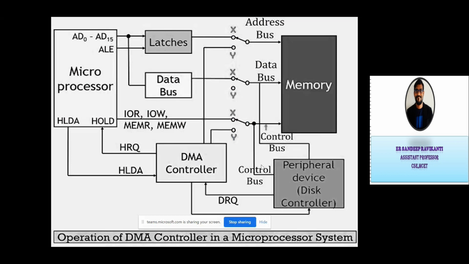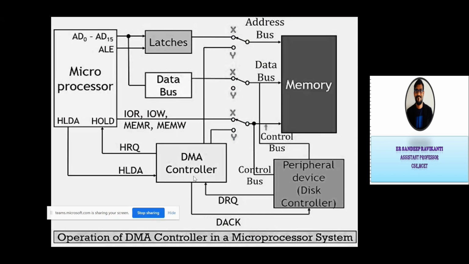If the microprocessor is able to give the permission, then at that time it will send a signal called hold acknowledgement. Whenever it receives a hold acknowledgement signal from the microprocessor, the DMA controller will give one more signal to the peripheral device. So it will issue a signal called DMA acknowledgement, meaning the DMA controller is ready for transferring the data between the memory and the IO devices or the peripheral devices.